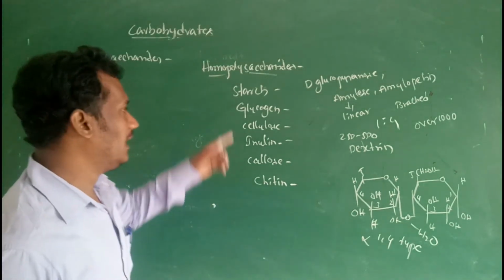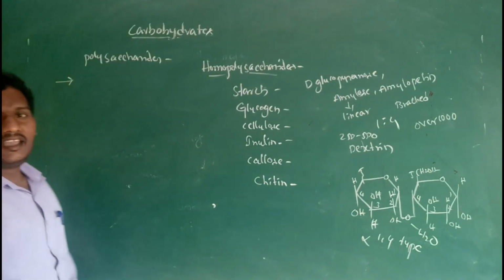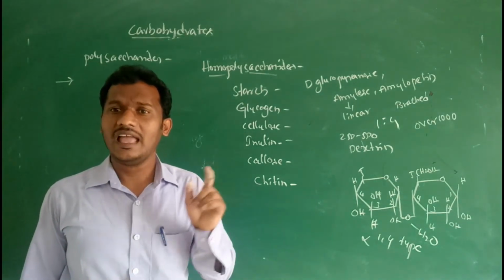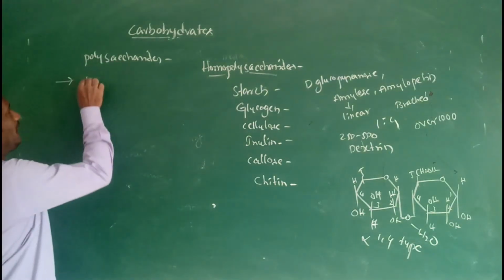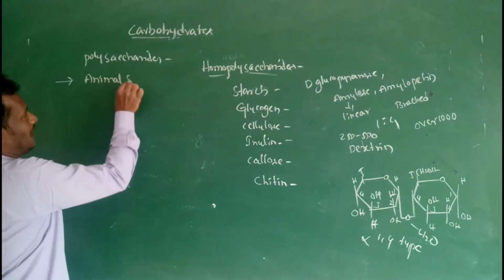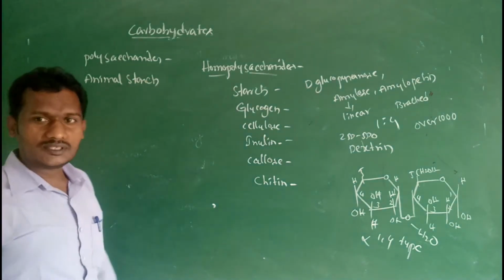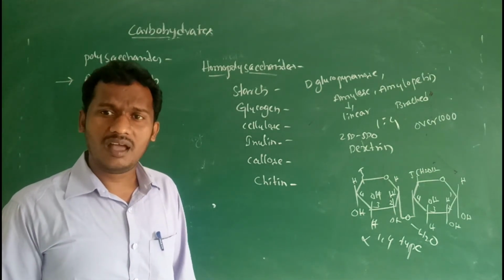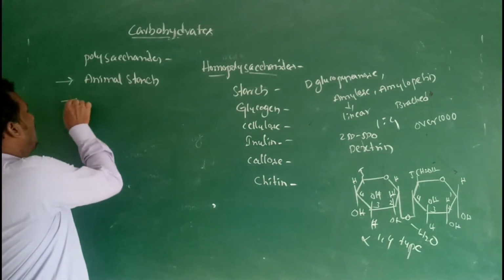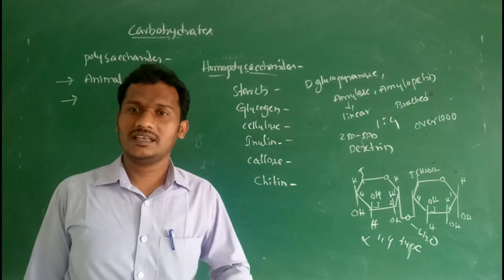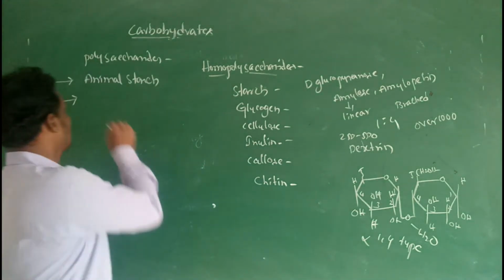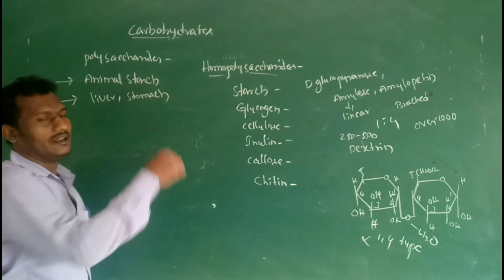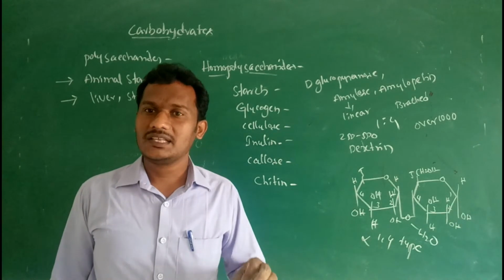Next one is glycogen. Glycogen is a reserve food material in animals. That's why it is known as animal starch. Glycogen is generally stored as a colloidal complex in the liver and muscles. It is a branched condition.